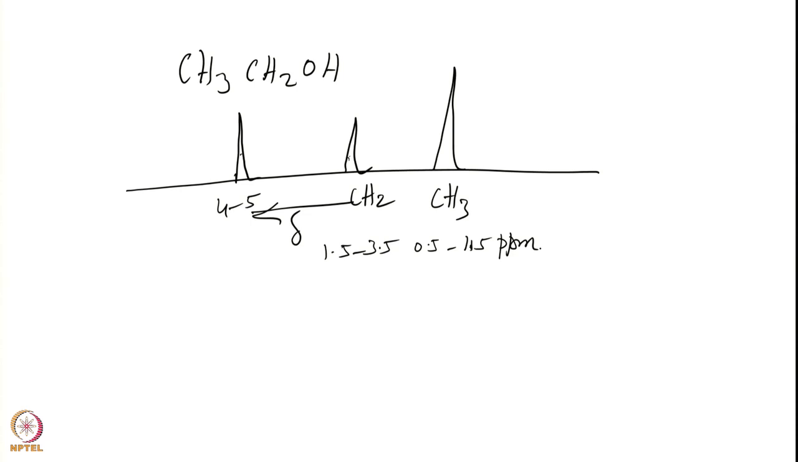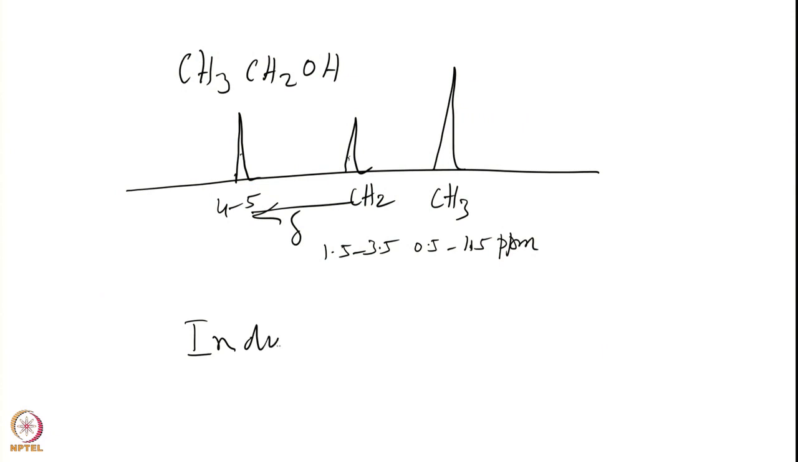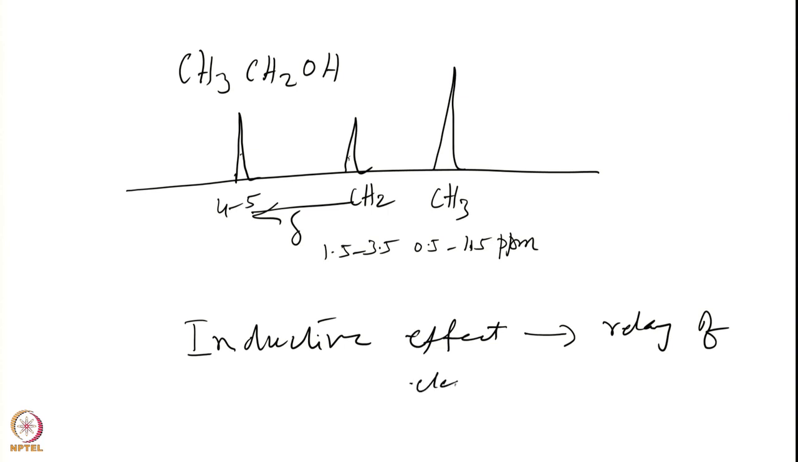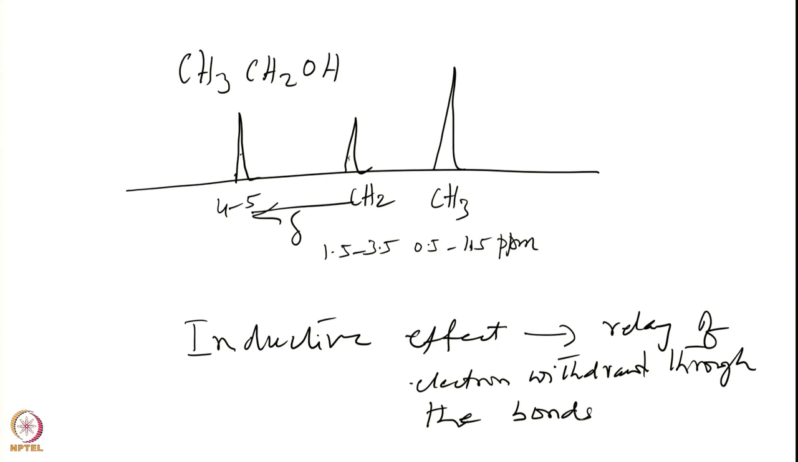Similarly, if you have the aldehydes or oxygen containing groups, the amide containing groups, you will have different kinds of chemical shifts. So these are the two most important parameters which will influence your chemical shifts. And this electronegativity, or the so-called inductive effect, is basically the relay of electron withdrawal through the bonds. So as you go further and further, the inductive effect will die down and the effect will not be as large. In the immediate vicinity, you will see a large amount of effect.